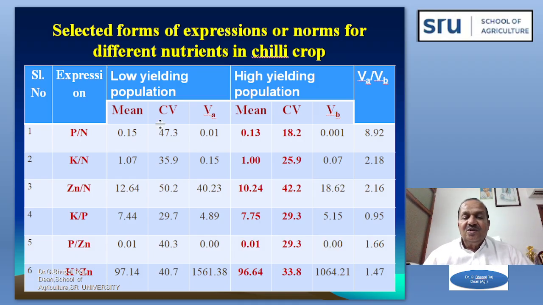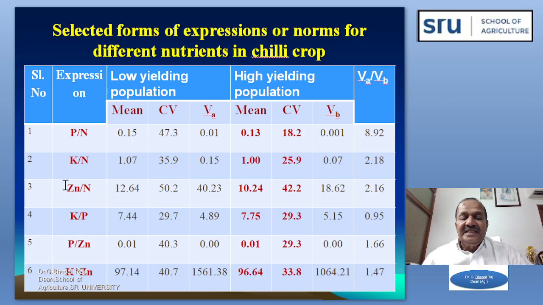So these are the selected expressions, and these are the mean values of these expressions for the high yielding population. For example, for the selected expression P by N, the mean value is 0.13. So this is the DRIS norm value for P by N. Similarly, for the selected expression K by N, the mean value of the high yielding population is 1. This is called the DRIS norm value for K by N.